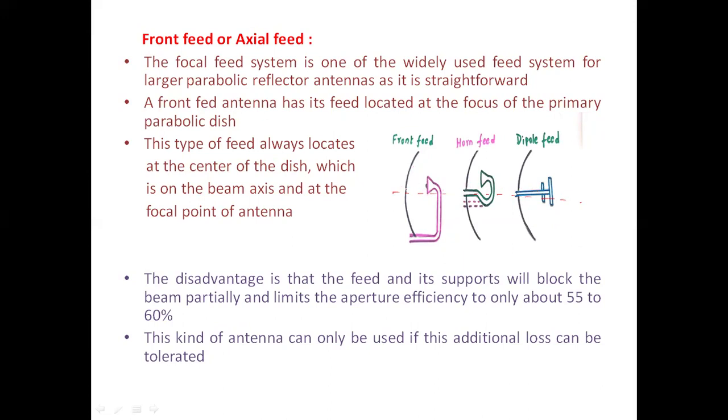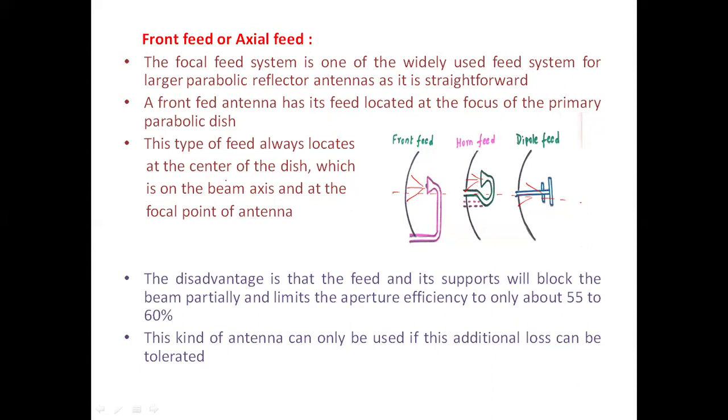So it is also called an axial feed antenna. In the three cases, the feed we apply to the reflector is from the front end. You can see in all the cases, the feed is focused from the front end. That's why it is also called front feed. One main key point to keep in mind is that the feed is located at the focus of the primary parabolic dish. Whatever different ways we place this horn antenna, in all these cases, they will coincide with the primary parabolic dish antenna.